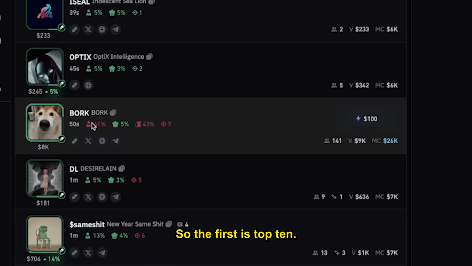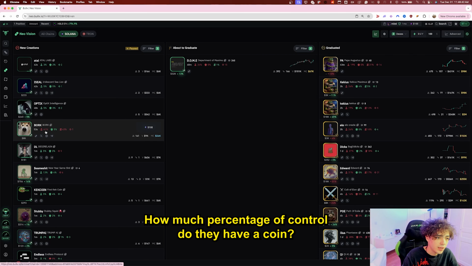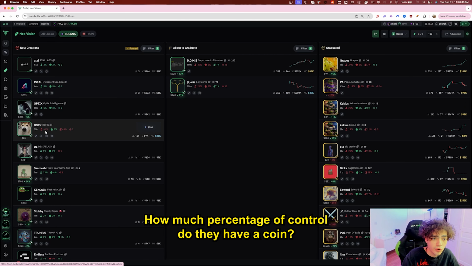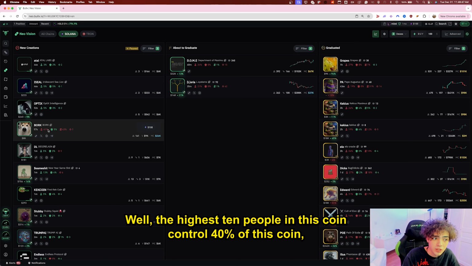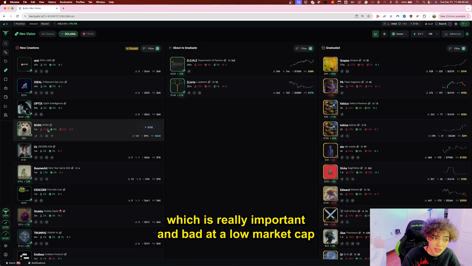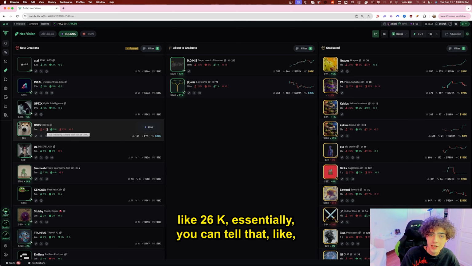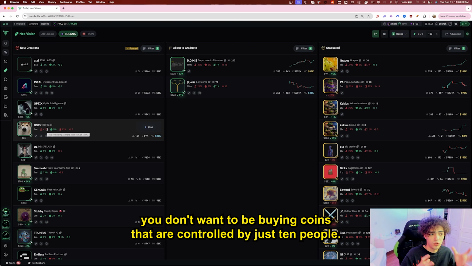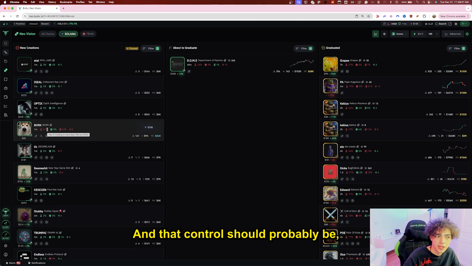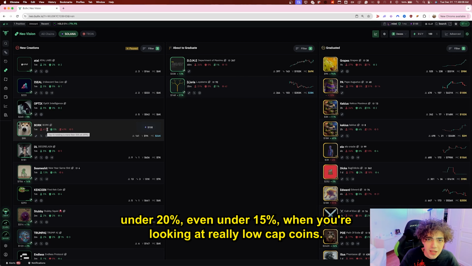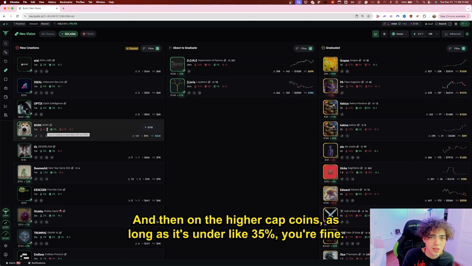So the first is top 10. It's the top 10 holders of the coin. How much percentage of control do they have of a coin? Well, the highest 10 people in this coin control 40% of this coin, which is really important and bad at a low market cap like 26K. Essentially, you don't want to be buying coins that are controlled by just 10 people, and that control should probably be under 20%, even under 15% when you're looking at really low cap coins. And then on the higher cap coins, as long as it's under like 35%, you're fine.